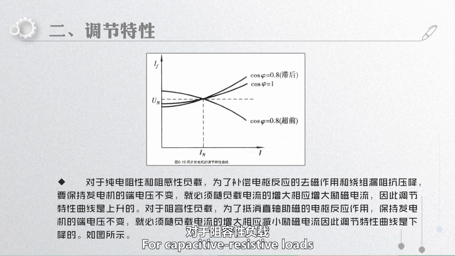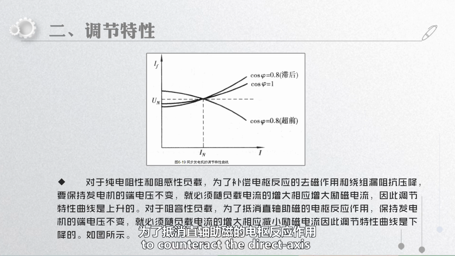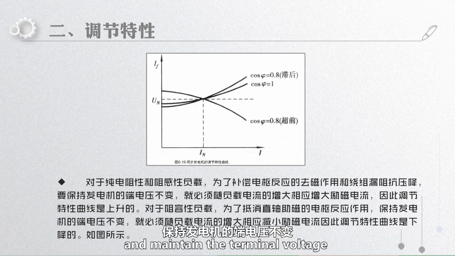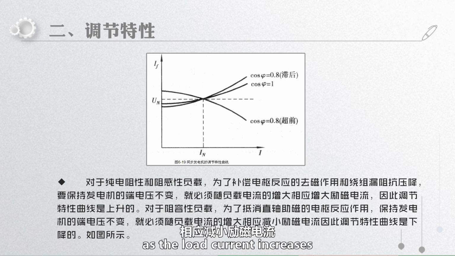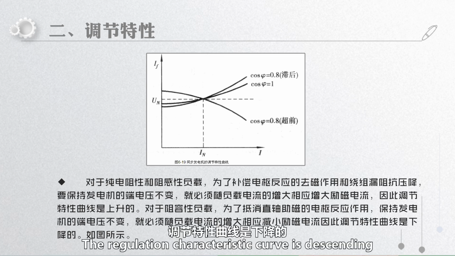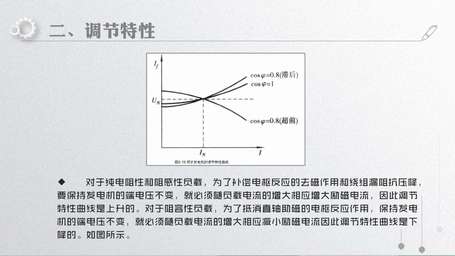For capacitive resistive loads, to counteract the direct axis magnetizing effect of the armature reaction and maintain the terminal voltage of the generator constant, it is necessary to decrease the excitation current accordingly as the load current increases. Therefore, the regulation characteristic curve is descending, as shown in the figure.